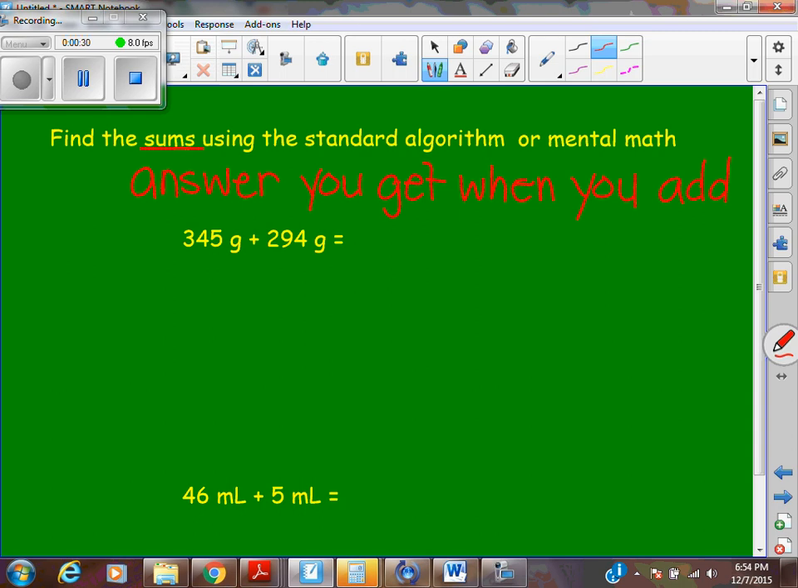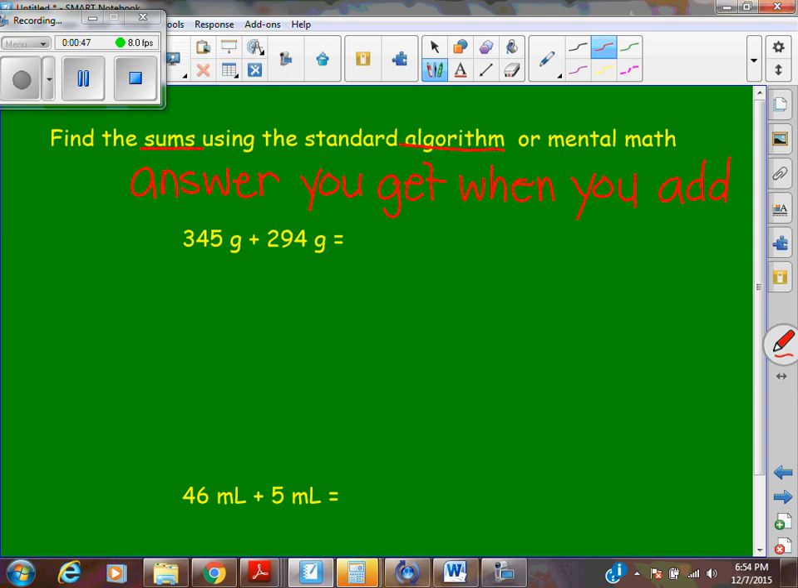The standard algorithm, an algorithm is just a way that you solve problems, a method. And standard algorithm just means the most common way or a common way to do it. So we're going to talk about 345 grams plus 294 grams.